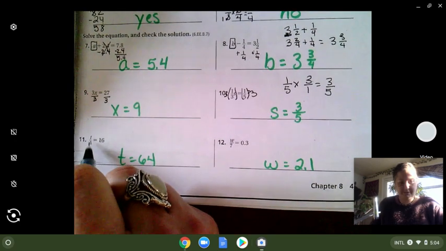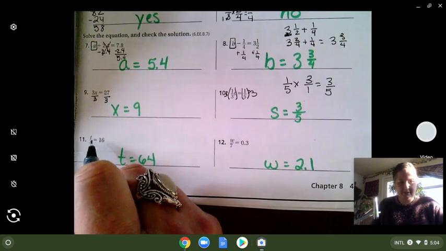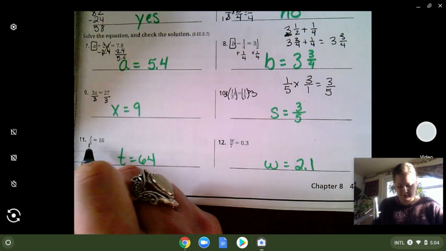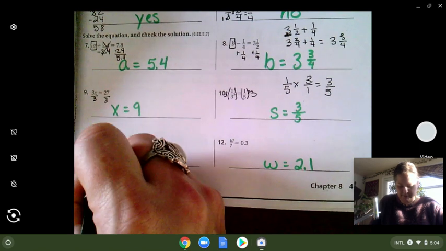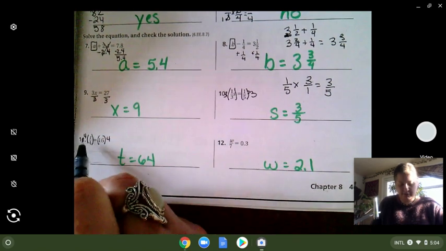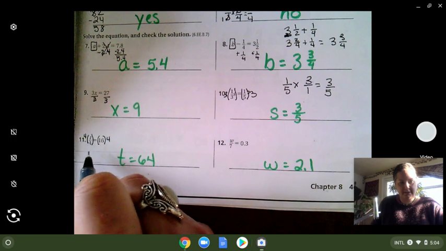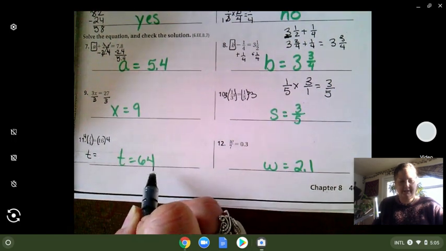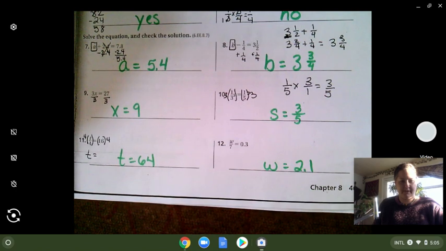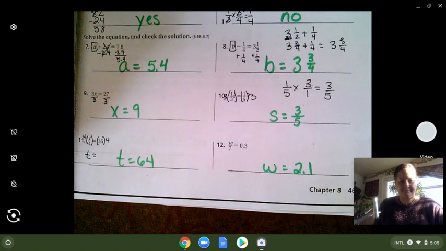So here is where we left off, number 11, t divided by 4. So the opposite of dividing is to multiply. So we're going to multiply both sides by 4. That will cancel out over here, and you'll just be left with t. And then 16 times 4 is 64. So that one is 64.